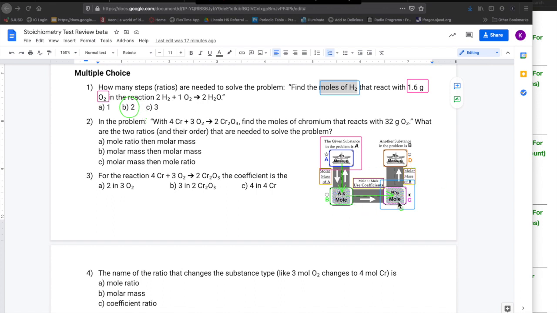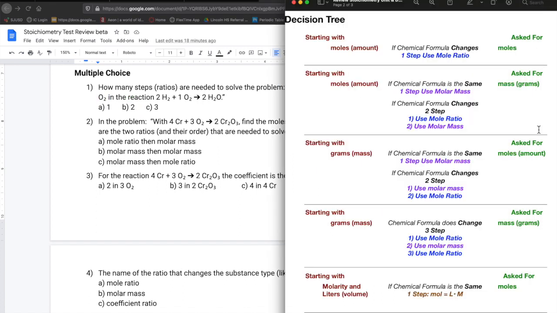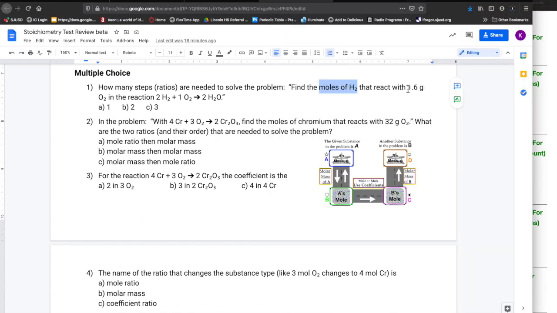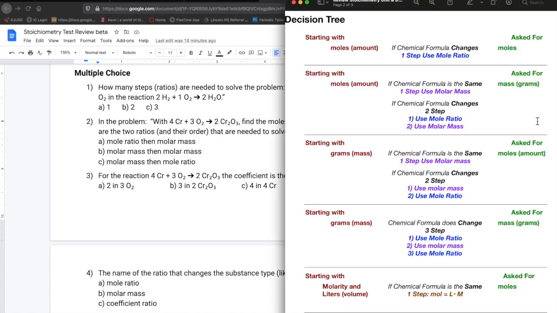And I know that some students get frustrated with using the mole roadmap because it requires learning how to use a certain tool, and they'd like something a little simpler. So this is as simple as I can make it. There's a starting amount and an ending amount. In the problem we were looking at, the starting amount is mass or grams. So we're starting with grams, and we're going to moles.